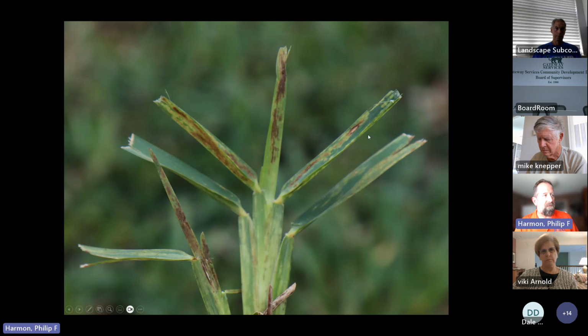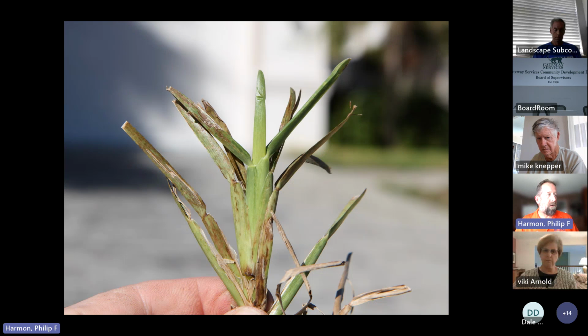Here is a picture sort of in the transition after the cool evening temperatures in the November timeframe. The yellow leaf blade streaking turns brown. This goes systemic through the plants, means it moves from one shoot to the next through the stems and underground structures of the St. Augustine grass plant. And each of those plants that are infected with this virus will become symptomatic, die, and again, thin the turf canopy to allow for weeds.